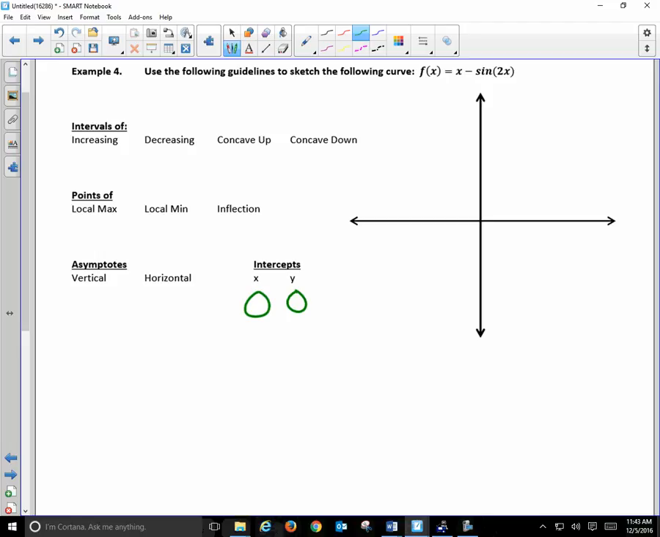Now, part of what I want you to understand is that since this has sine of x in it, it's going to have some type of periodic behavior. It doesn't have any asymptotes, but I am going to determine the end behavior by letting the limit go to infinity for the function.